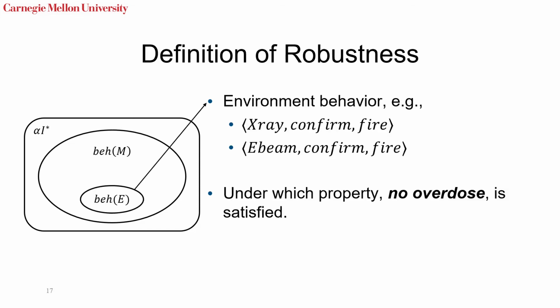fire. The inner small circle describes the behaviors defined by the environment model, which capture the expected behaviors of the environment. Here we have the user chooses X-ray or E-beam mode, and then confirm and fire. As we know, under this environment, the property that no overdose is satisfied.